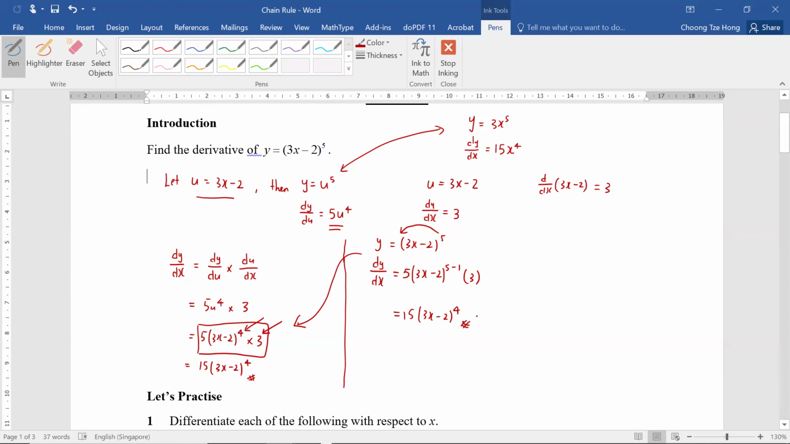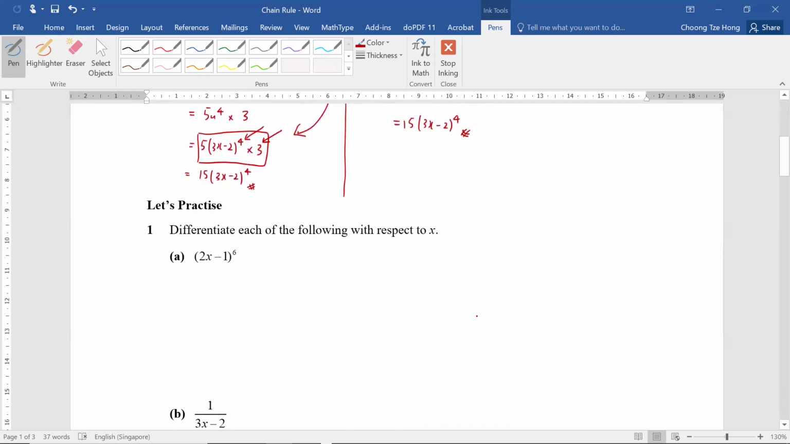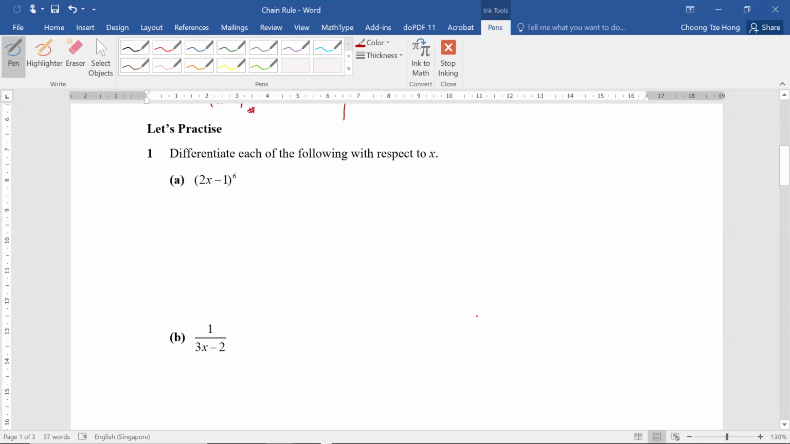So this is a very simple example with regards to the chain rule. This is how the chain rule works. Let's now try some practice questions. You can pause the video and try the questions, then after that, continue playing the video and review your answers. Differentiate each of the following with respect to x. We start off with some simple questions.